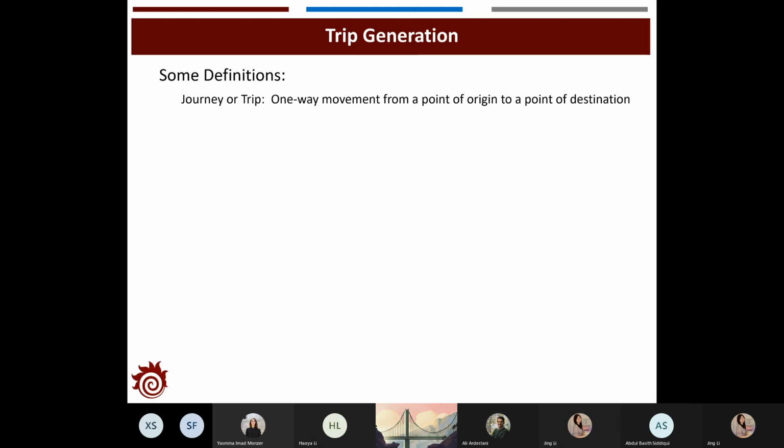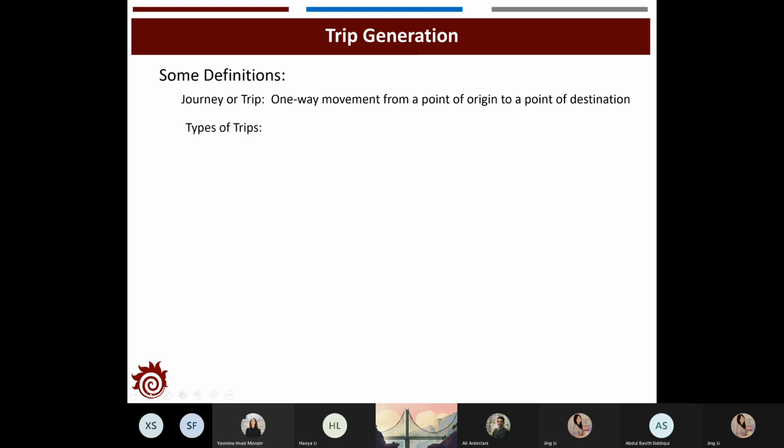Generally the trip is defined as the one-way movement of the person or the goods from one point of the origin to the point of the destination, just the movement from one location to another one. So this is defined as one trip. Now that we have the definition of the trip, we need to define the different types of trips that we can model.